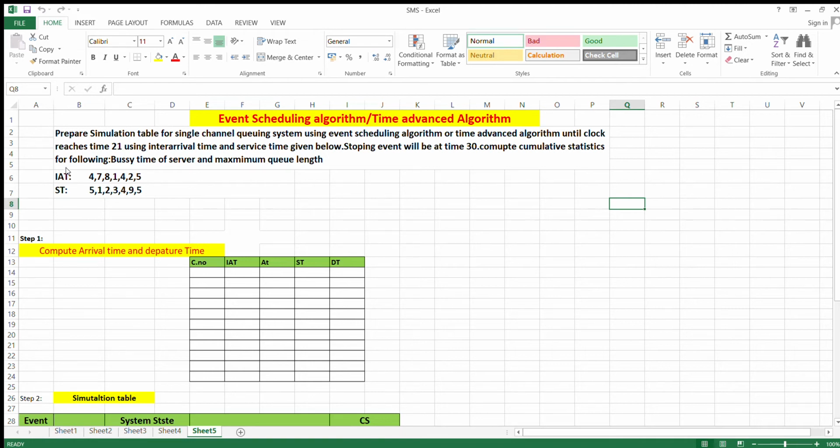Inter-arrival time is given in the question. Service time is given in the question. Now the first step to solve the problem: compute the arrival time and departure time from the inter-arrival time and service time. First find out how many customers are there in the system. Total number of inter-arrival times plus 1 customer. Total 8 customers. So I will write 8 customers.